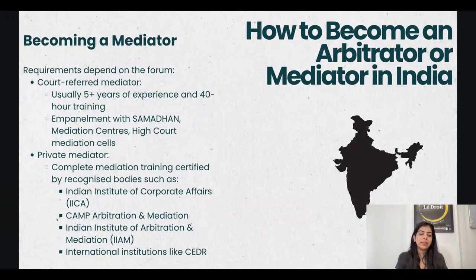Most recognized institutes are your CAM, Indian Institute of Corporate Affairs, and international institutions like CDR. So there's a huge scope in international arbitration and mediation as well. By practicing in India, once you develop your skills, you can also take up international matters. So have knowledge about international laws in that scenario, and about how things work in corporate.